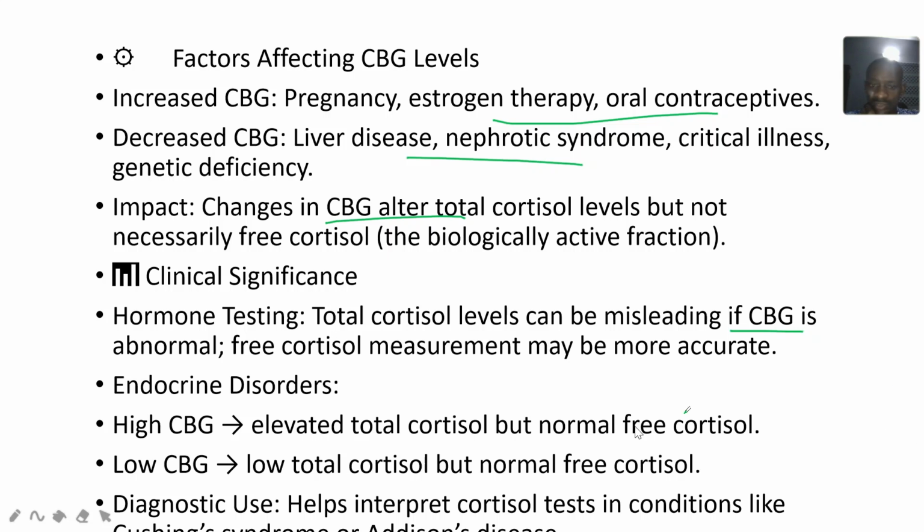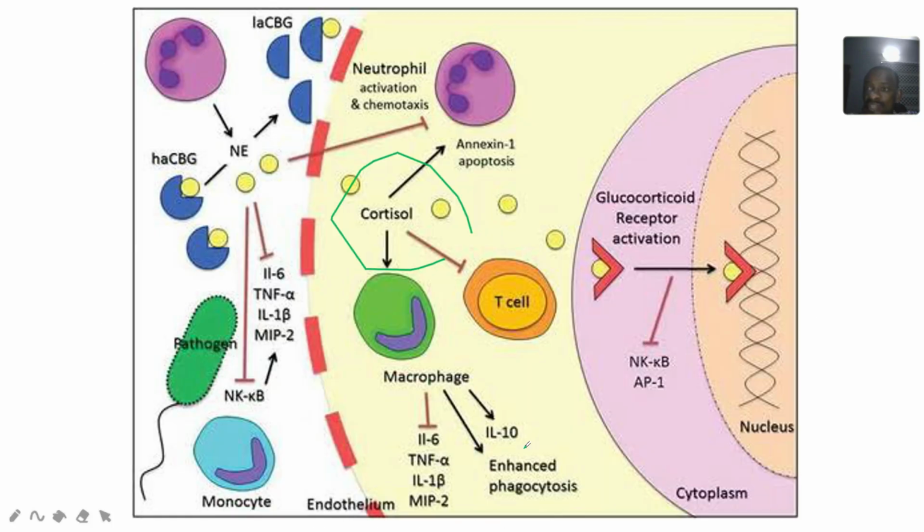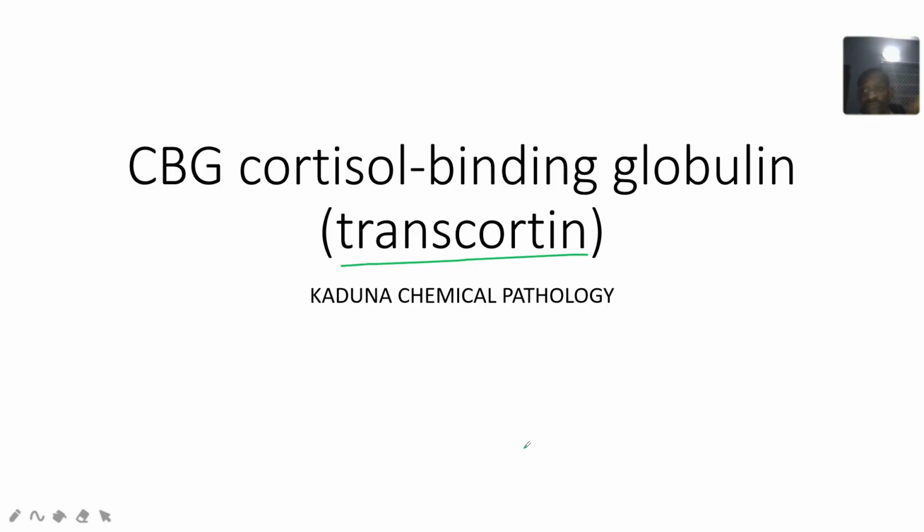So endocrine disorders could lead to high CBG, elevated total cortisol, but normal free cortisol. With low CBG, the total cortisol is low. Do you understand? But the free cortisol could be normal. So if you want to check for the right cortisol, you always check for the free one. Okay, but this is what the cortisol-binding globulin is.